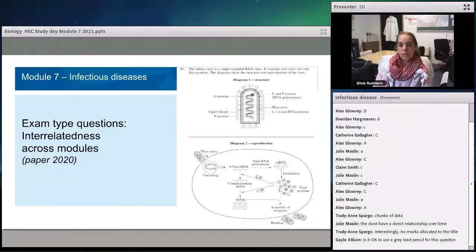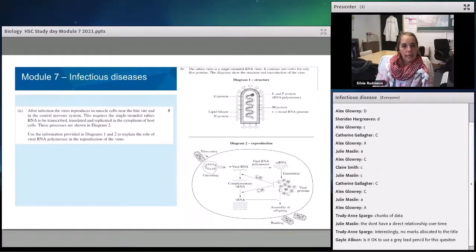The diagrams show you the structure of the virus, and how the virus uses the protein synthesis in the host to reproduce itself. Cool. The question says, after infection, so it gives you more information here, and then it says use the information provided in diagrams 1 and 2, explain, listen to this, the role of viral RNA polymerase in the reproduction of the virus.